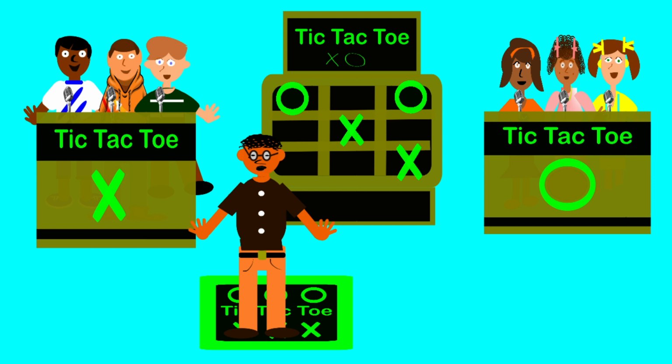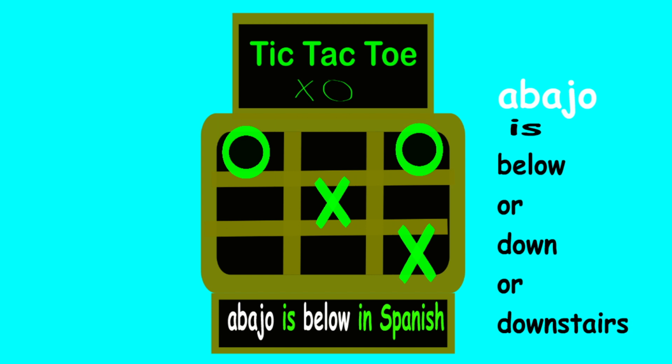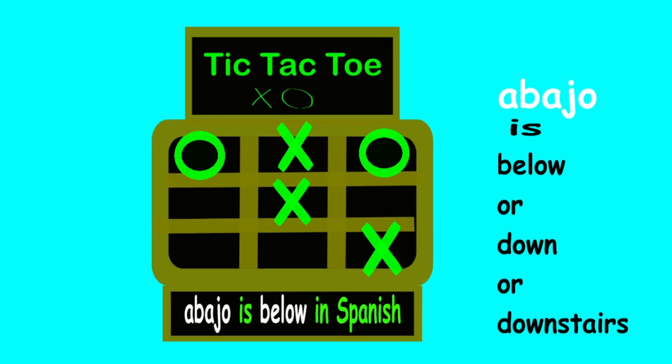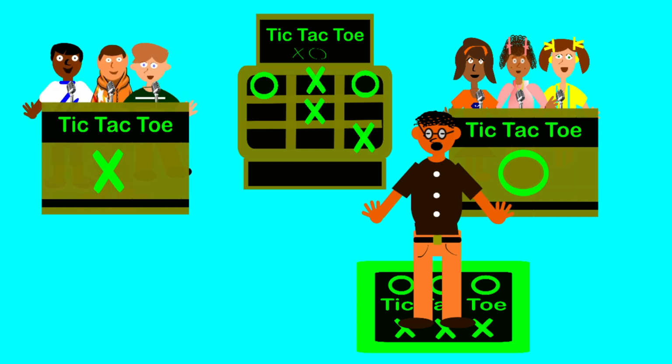And your next question is, how do you say below in Spanish? Abajo is below or downstairs in Spanish. Yes, that is correct. The board is beginning to fill up, guys. Where do you want to put your next X on the board? Top center square for the block. That was a successful block by the boys.